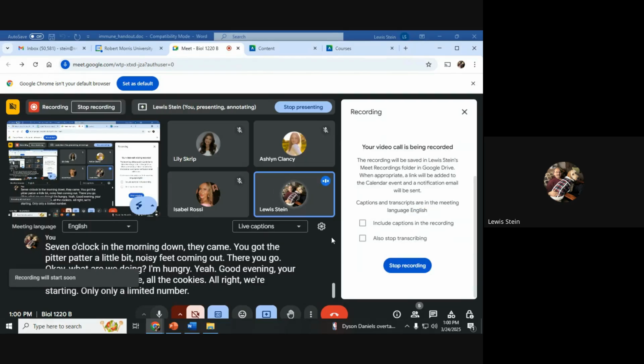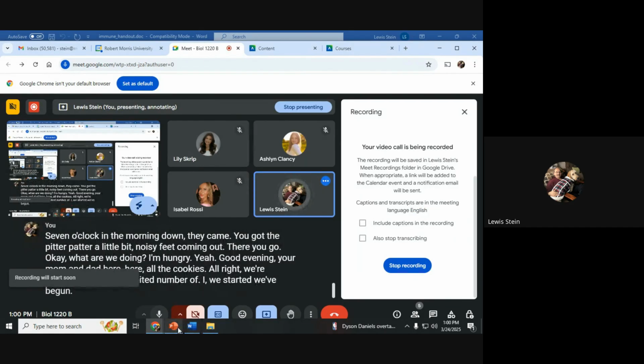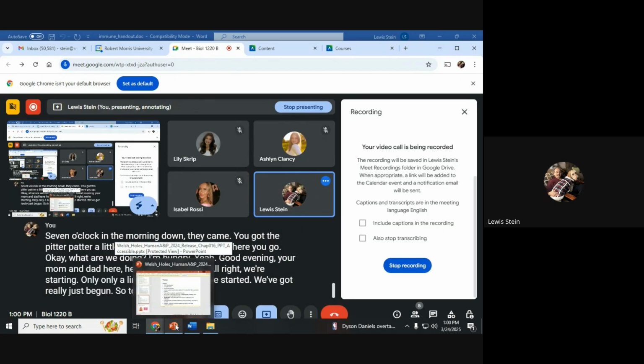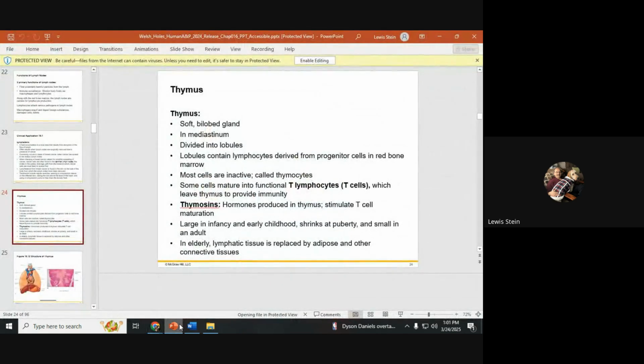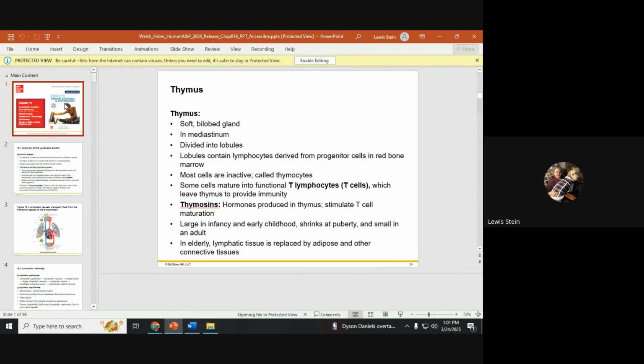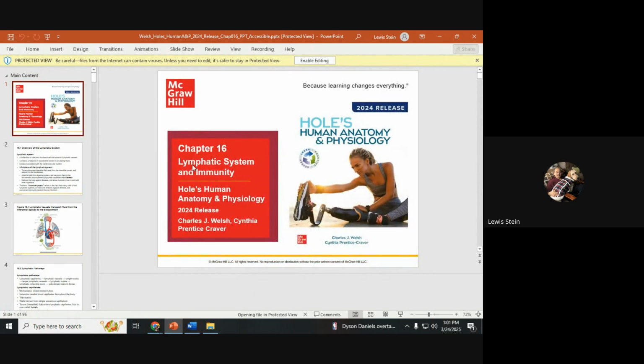We've started. We've begun. We've only just begun. So today we start the second half, the significant half of the last unit. And I just loaded this. This is lymphatic system and immunity.